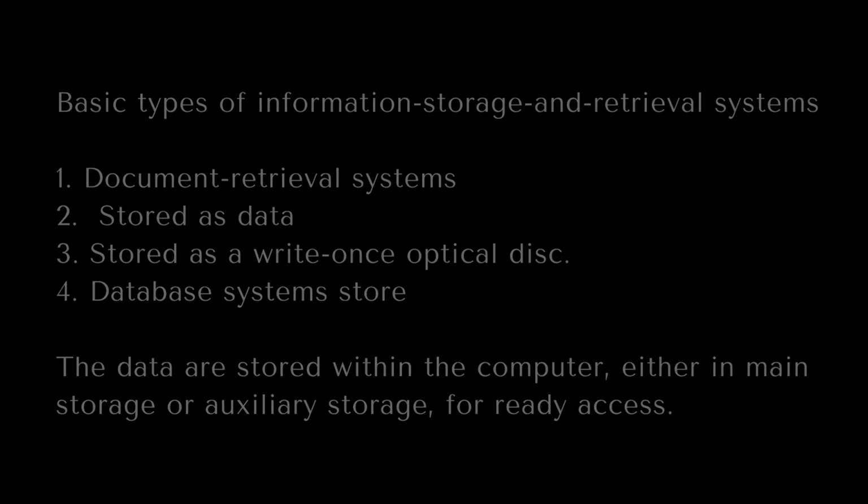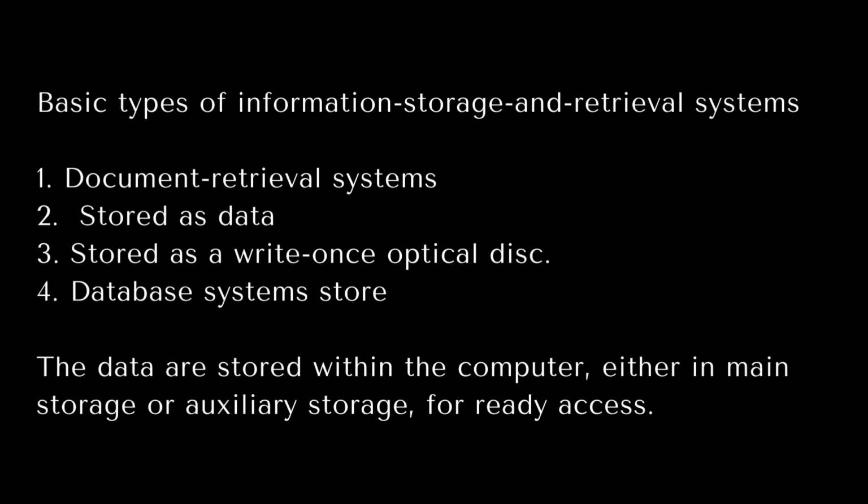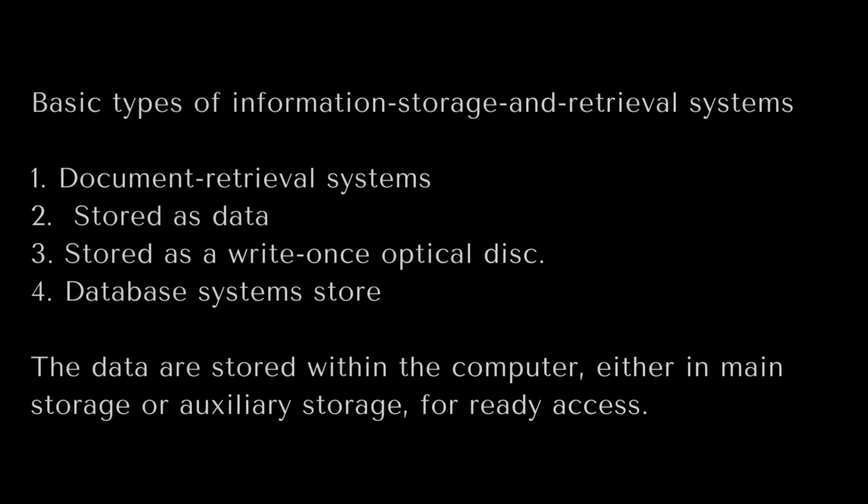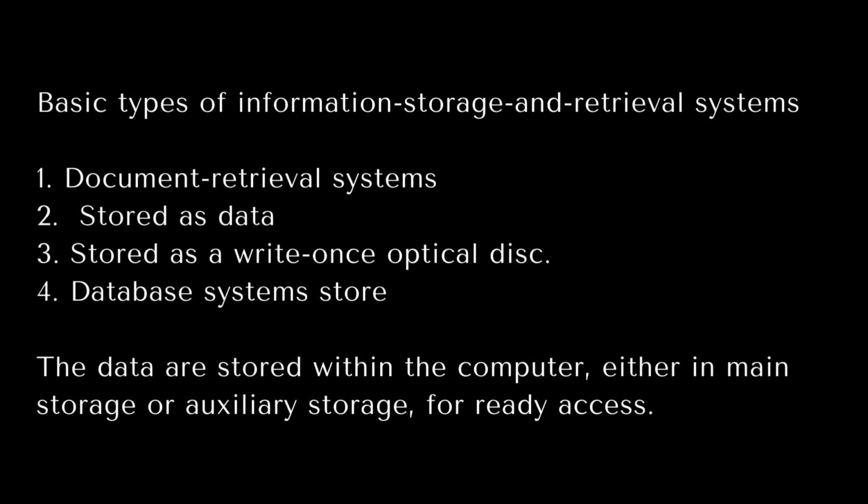There are several basic types of information storage and retrieval systems. Document retrieval systems store entire documents, which are usually retrieved by title or by keywords associated with the document. In some systems, the text of documents is stored as data. This permits full text searching, enabling retrieval on the basis of any words in the document. In others, a digitized image of the document is stored, usually on a write-once optical disk.